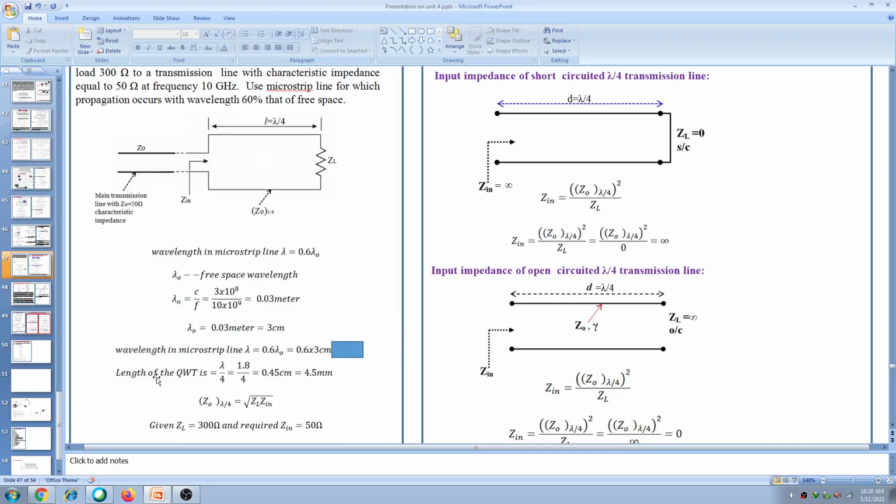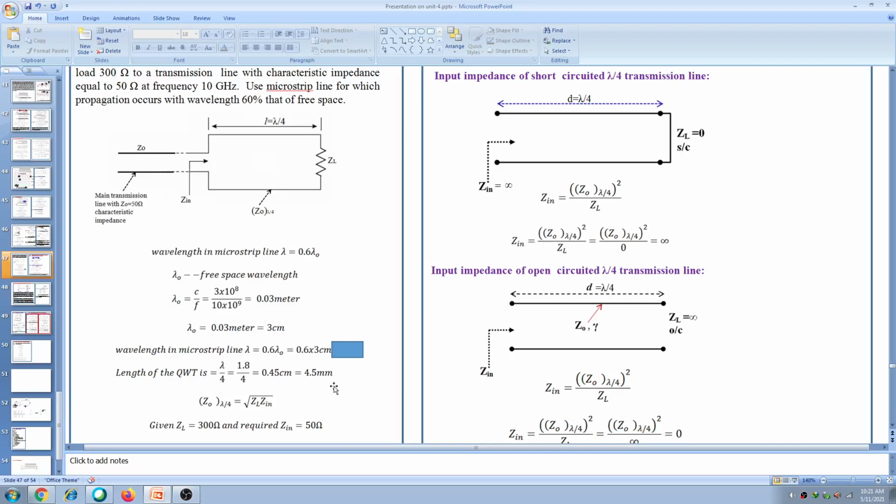So put, length of the line is now lambda by 4. What is lambda? Lambda is 0.6 times lambda naught. Lambda naught we got 3 centimeter. You do this, you will be getting lambda, that is 1.8 centimeter. Divide that by 4 to get the length of the line, that is equal to 0.45 centimeter, or 4.5 mm. So from here to here, we should take the length equal to 4.5 mm. That is the length of the line we got.